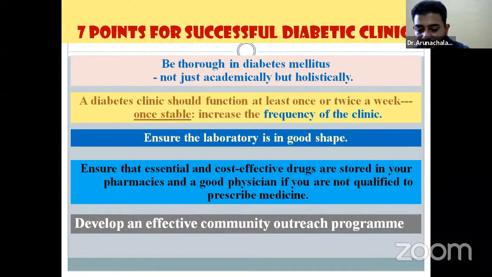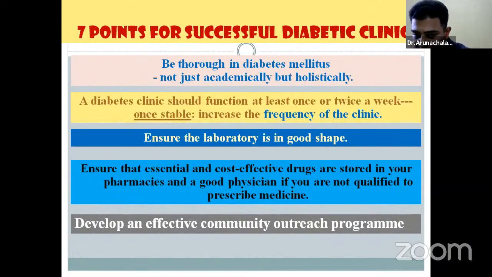Next is, develop an effective community outreach program. After doing all these things, if you think the patients will come to your clinic, they will never come. This mistake we did. So what you have to do is you have to reach out to the community. You have to go to the schools. You have to go to the malls. You have to go to various areas, old age homes. And you have to make yourself a brand for treating diabetes in a different dimension. And you have to bring patients to your clinic.